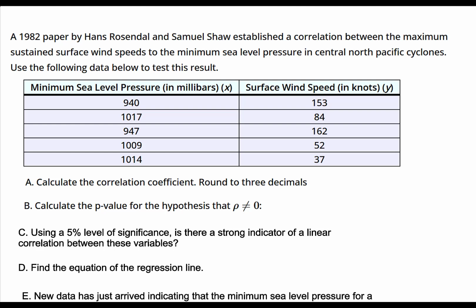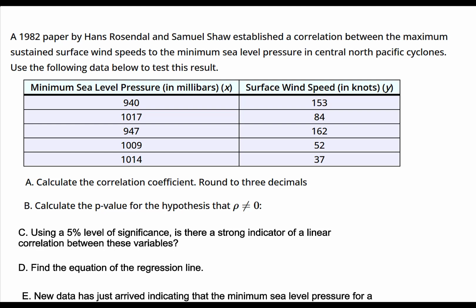All right, so we have a group of storms here, and the minimum sea level pressure recorded for each of these storms is provided as our independent variable. And then the surface wind speed that's also measured here is also recorded. So we want to know if this data is correlated. So let's find the correlation coefficient.